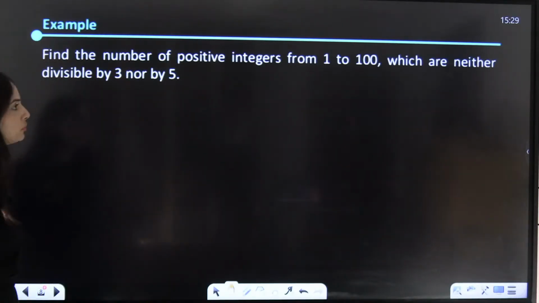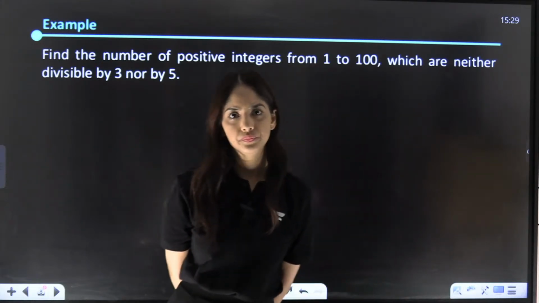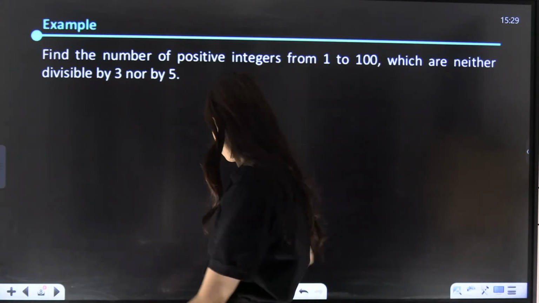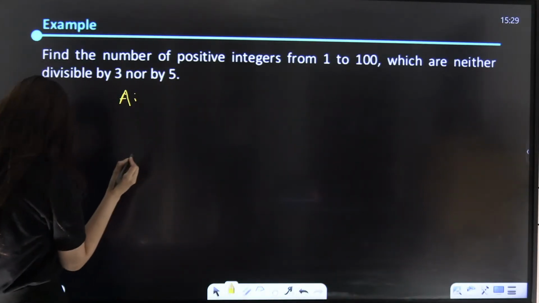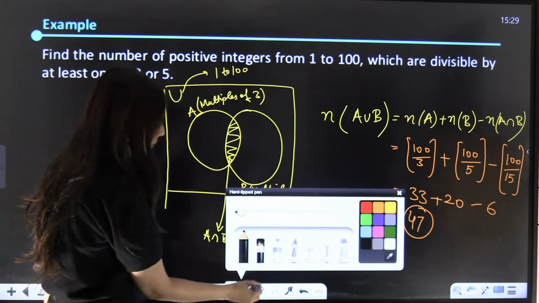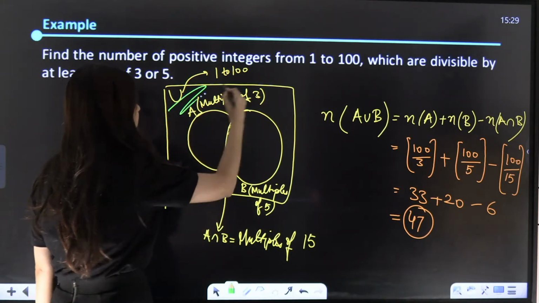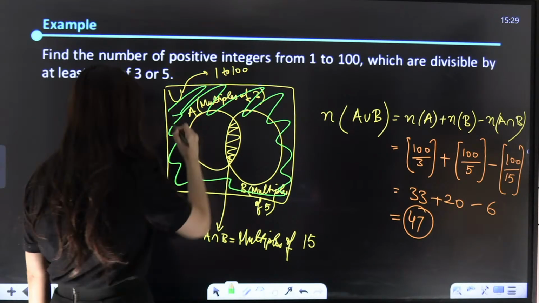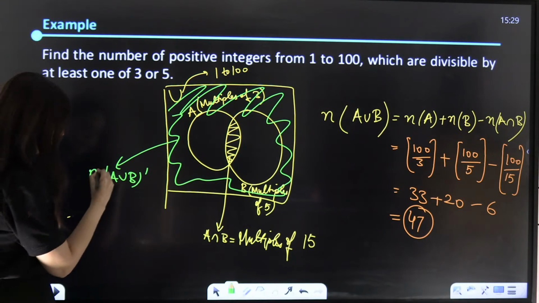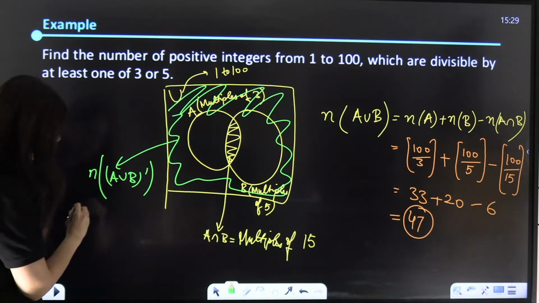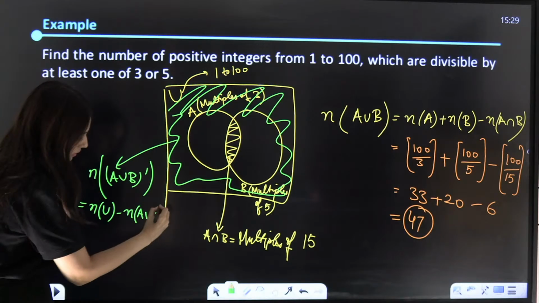Now find the number of positive integers from 1 to 100 which are neither divisible by 3 nor by 5. That means if A was multiples of 3, B was multiples of 5, and we want neither divisible by 3 nor by 5, that means this outside region. What was this? A union B complement, and to calculate the number of elements in this, all we had to do was n of U minus n of A union B.